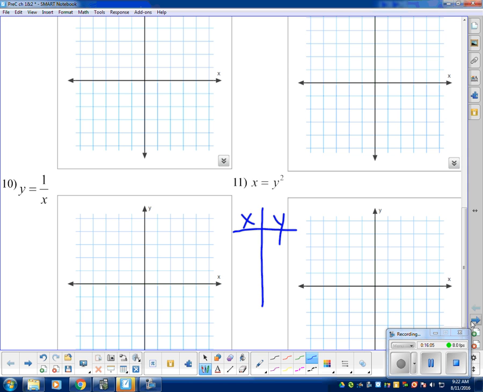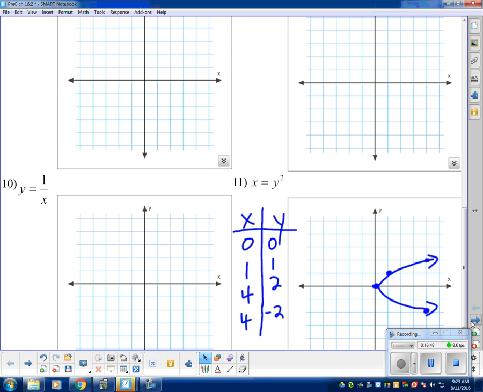So we might try values for y, maybe 0, 1, and 2. If I plug in 0 for y, I get 0 for x. If I plug in 1 for y, I get 1 for x. If I plug in 2 for y, I get 4 for x. So what I'm seeing here is half of my sideways parabola: 0, 0, 1, 1, 4, 2. I'm going, hey, wait a minute, I remember what this is. Because if I were to plug in, say, a negative 2 for y, I'm still going to get a positive 4 for x. And then I go, okay, I know what that looks like.